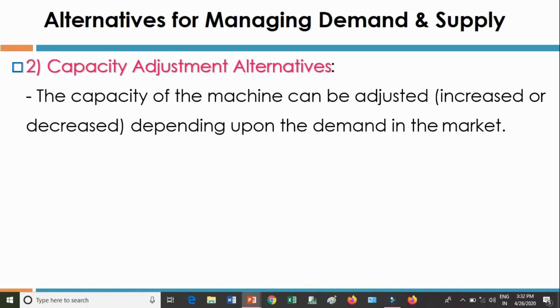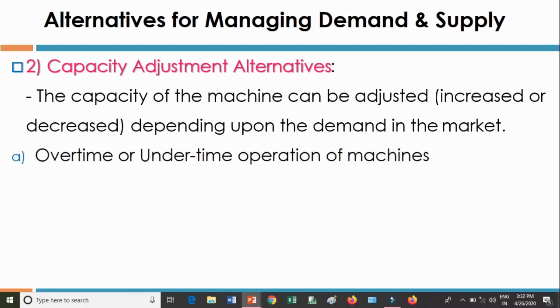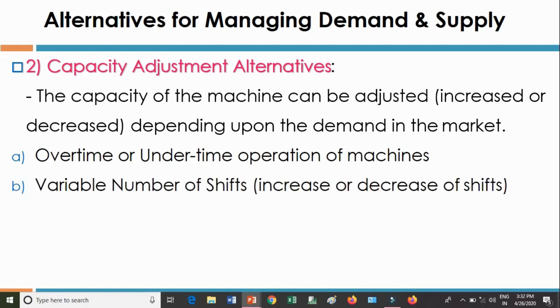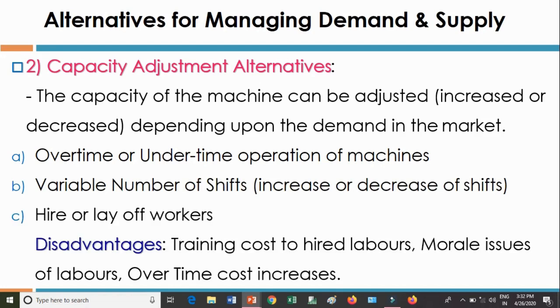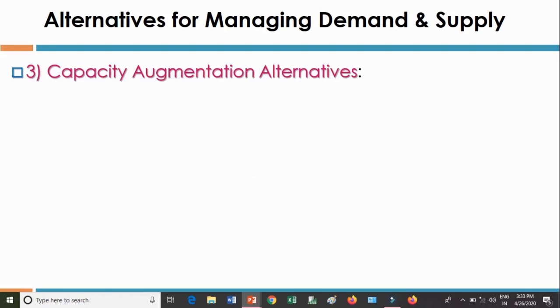Now we will look at the capacity adjustment alternatives. The capacity of a machine can be adjusted, increased or decreased, depending upon the demand in the market, which can be done either by overtime or undertime operation of the machine, variable number of shifts, that is, increase or decrease in the number of shifts, or hiring or laying off of workers. The disadvantages of this method are frequent training cost for the hired laborers, morale issues of laborers, and the overtime cost of organizations will also increase.